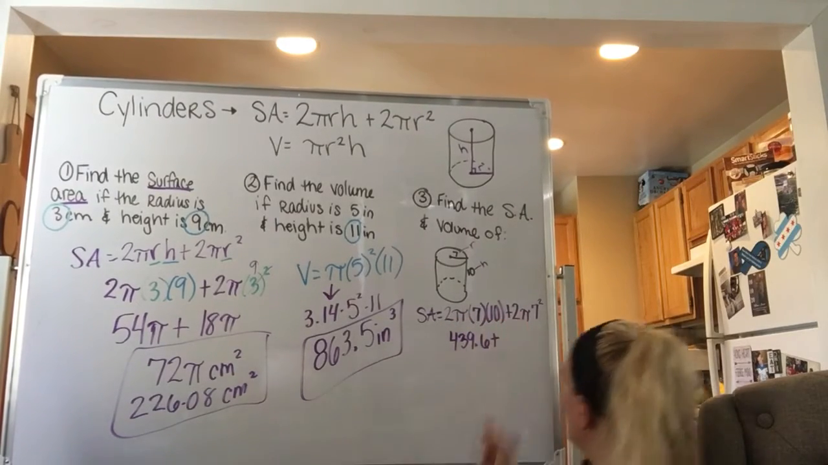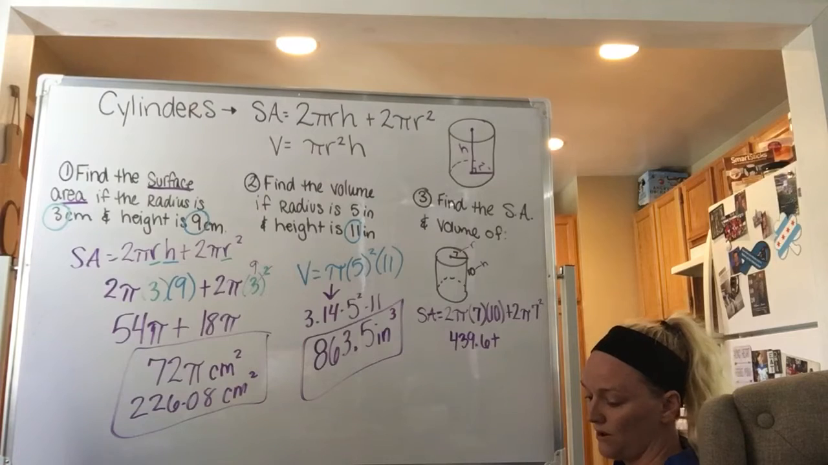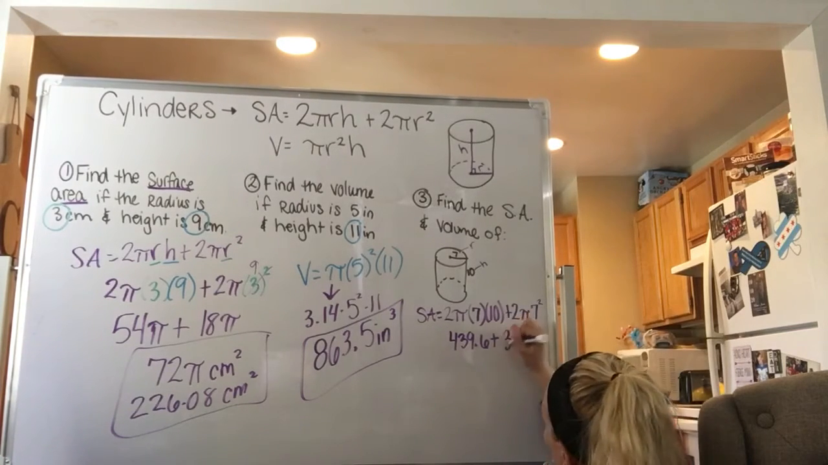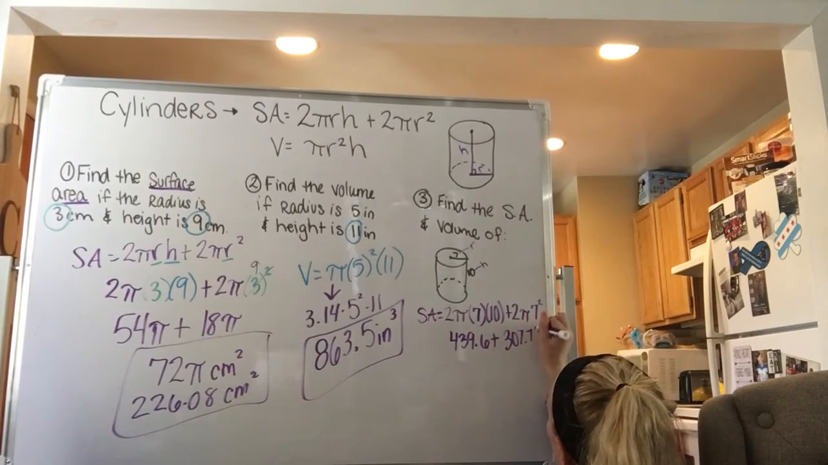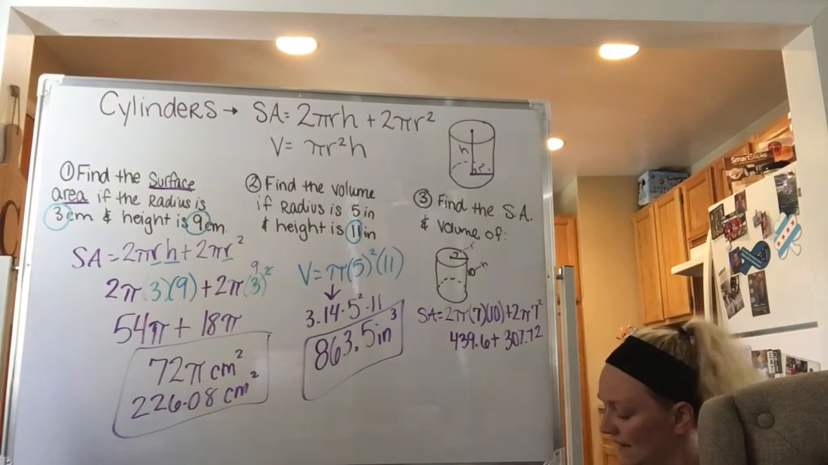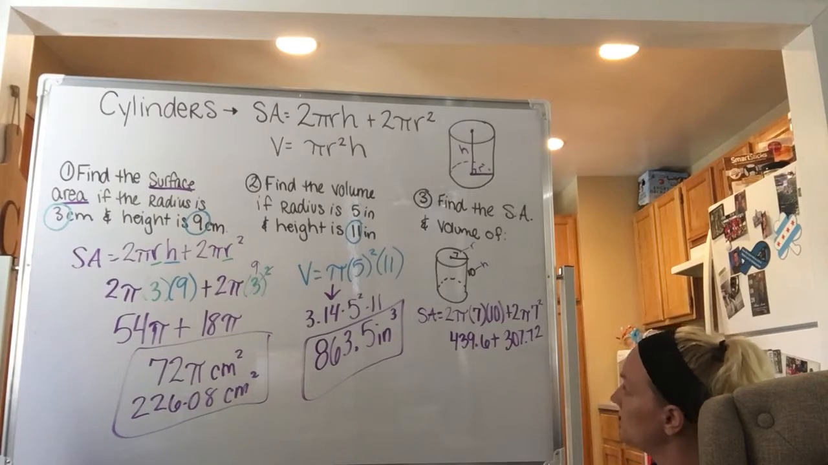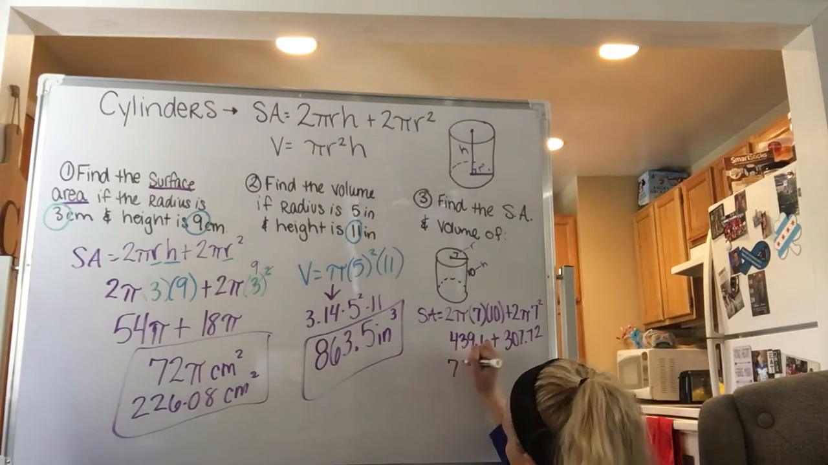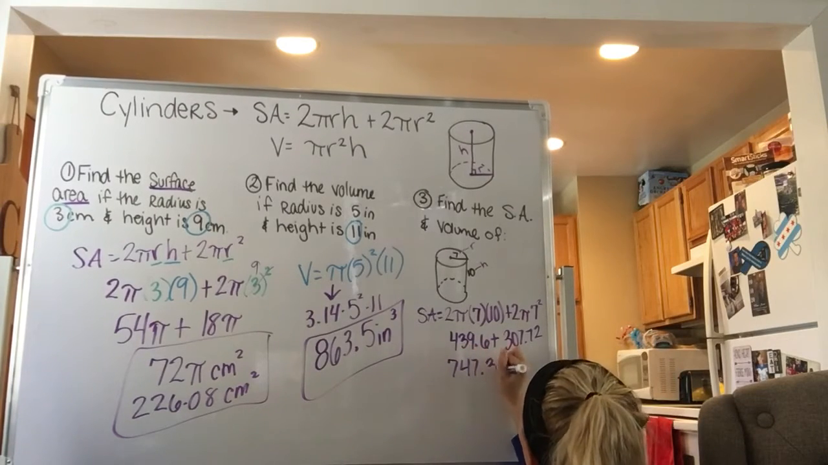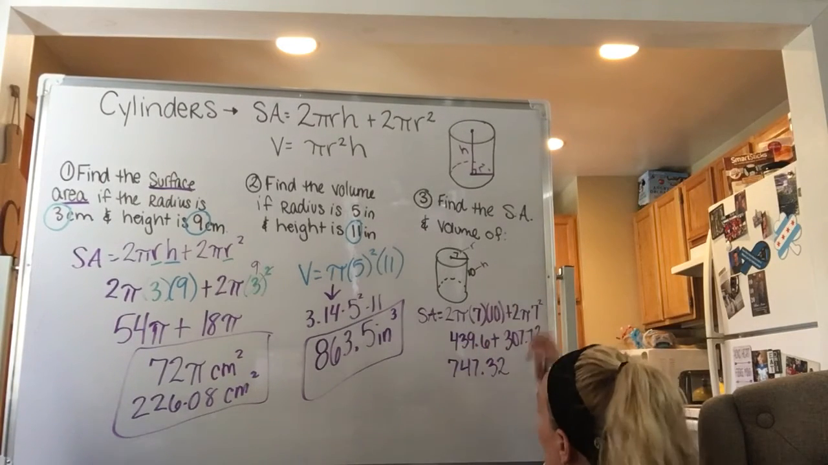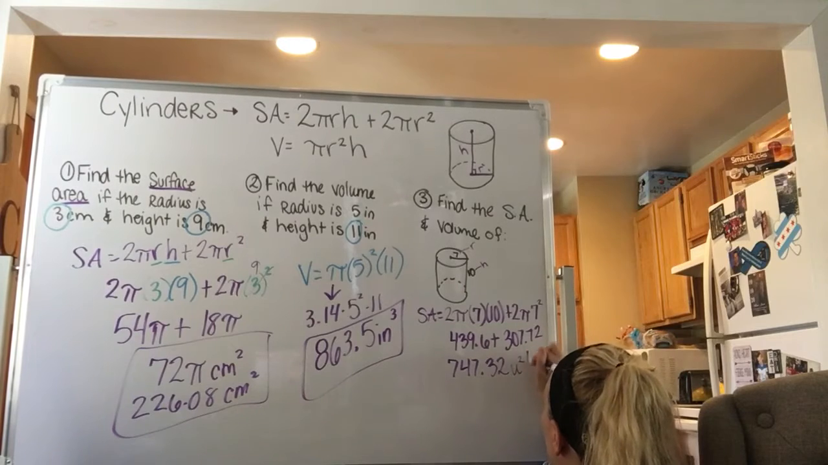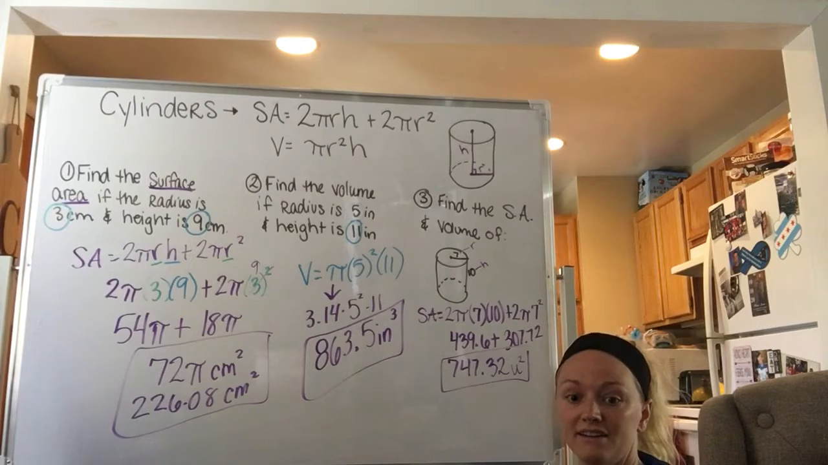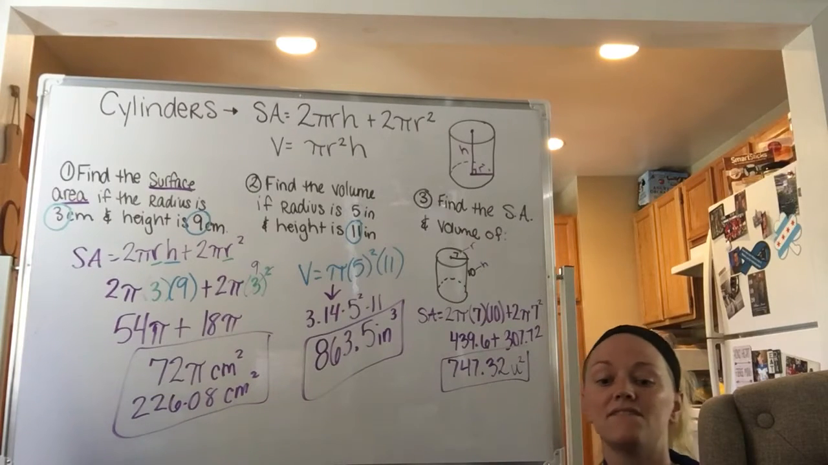439.6 plus, I'm going to do 2 times 3.14 times 7 squared, which will give me 307.72. And then the last step is just to add the 2 together to get that total surface area of 747.32. And then I don't have anything, so I'm going to use units, u squared. That's the surface area.